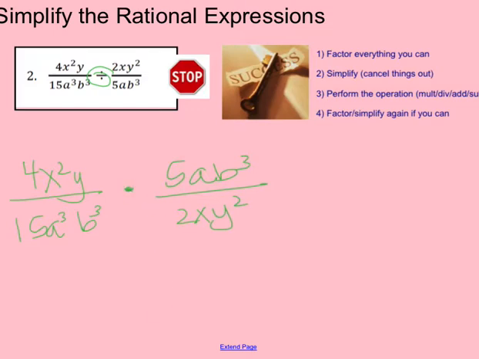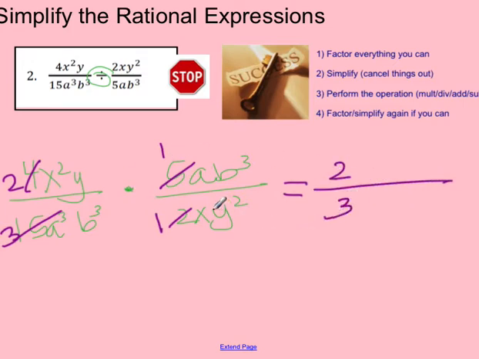So same idea as last time. I want to go ahead and simplify. So I have 5 and 15, both divisible by 5. So I have 1 and 3. 4 and 2, both divisible by 2. So this gives me 2. This gives me 1. So if I multiply, I would have 2 times 1, so 2, and 3 times 1, so 3.